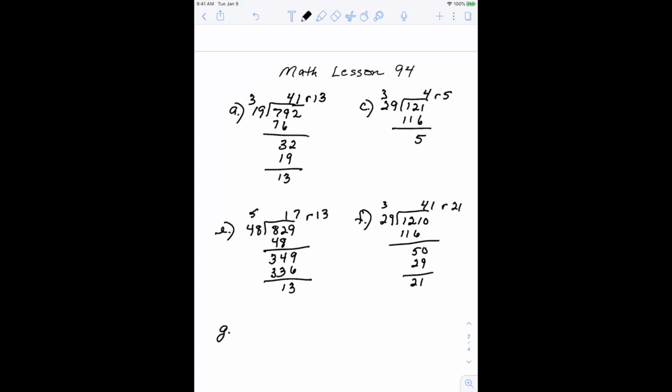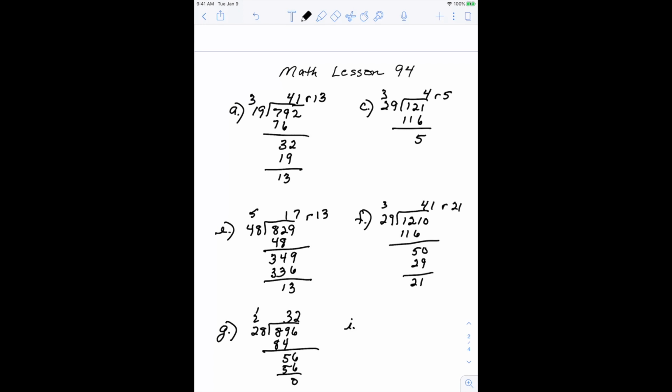Okay, let's look at G. I'm kind of skipping around to do the most difficult ones for you. 28 into 896. Okay, 28 is almost 30, and 89 is almost 90. 3 goes into 9 3 times. Okay, 3 times 8 is 24. 6, 7, 8. Subtract. 28 goes into 56. Well, I think it could possibly be 2, since 3 goes into almost 60. Let's try 2. 2 times 8 is 16. Carry your 1. 2 times 2 is 4. 1 makes 5. And it comes out perfectly.